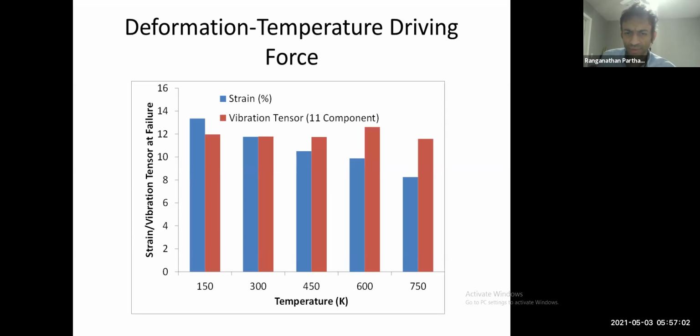In our work, we have found that the vibration amplitude normalized with respect to the temperature can predict the onset of elastic instability in single crystal aluminum, and this criterion is independent of the temperature, as opposed to the strain value, which decreases with increasing temperature at failure.